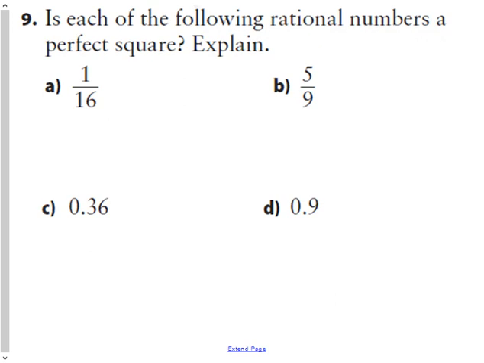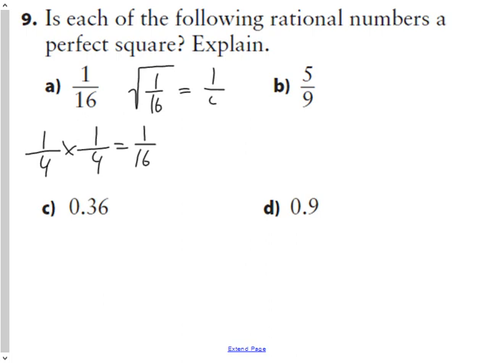Question number 9, is each of the following rational numbers a perfect square? And explain. So remember, if this is a perfect square, then its square root will be possible. So the square root of 1/16 will be possible to give you an equal symbol, not an approximately equal symbol. And since it's a fraction, what fraction multiplied by itself gives you 1/16 will tell you the square root. What numerator would you need? Well, 1 times 1 is 1. What denominator would you need? 4 times 4. So therefore, the square root of 1/16 is a quarter.